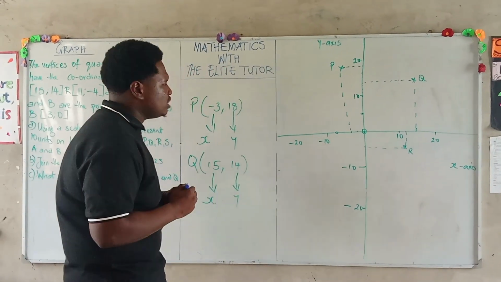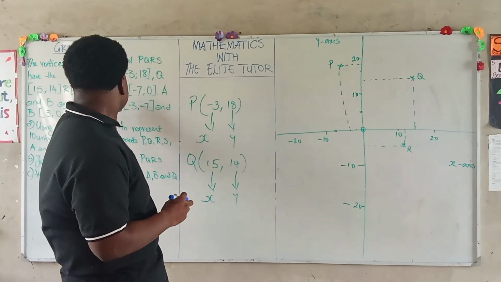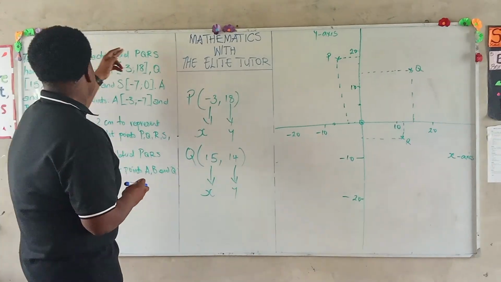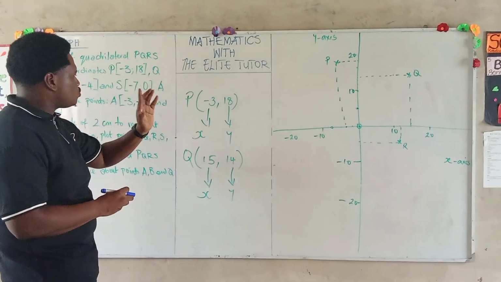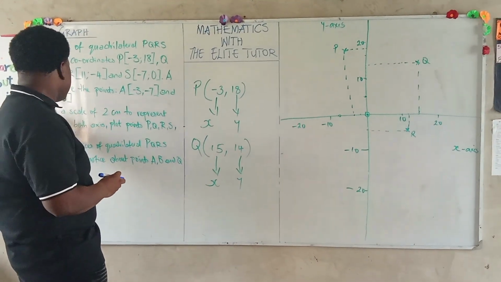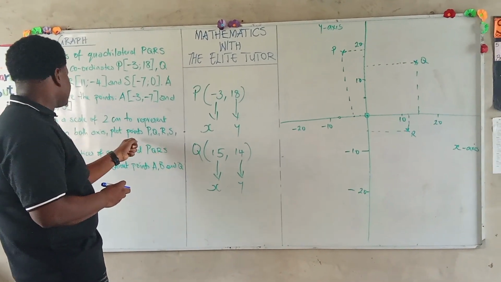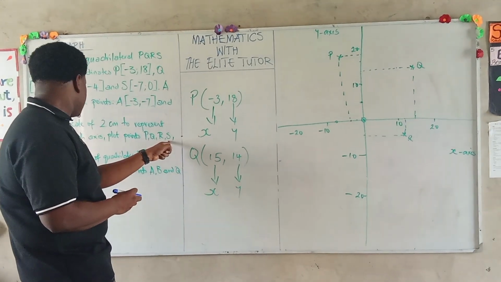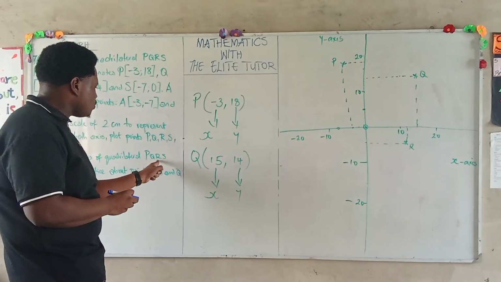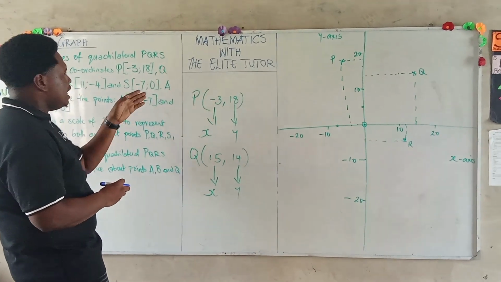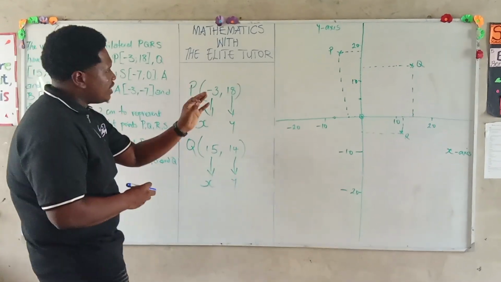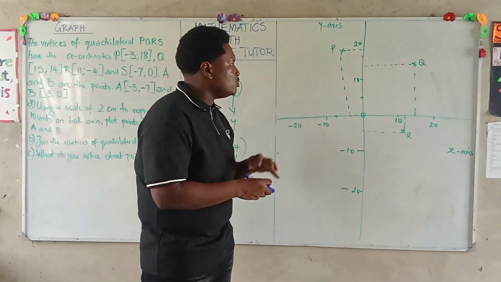So now we've been able to plot the graphs of P, Q, R, S. Don't forget, we've not yet plotted A and B. But one of the things they say is we should join the vertices of the quadrilateral P, Q, R, S. So before plotting A and B, let's join the vertices. When we say vertices, we are talking about the corners. Let's join the corners of these four points.